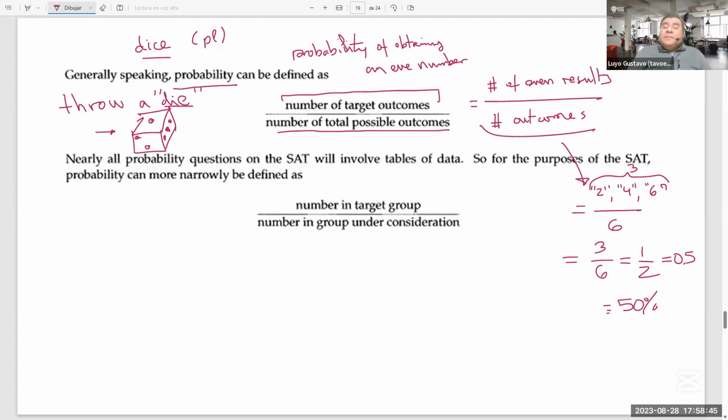Now, when in the SAT you see probability questions, these are connected to tables of data. So for the SAT, a probability can be defined like this: a ratio of the number in the target group divided by the number of elements in the group under consideration, that is the total elements. The target group refers only to a specific subset of the original group. Let's see examples of this.